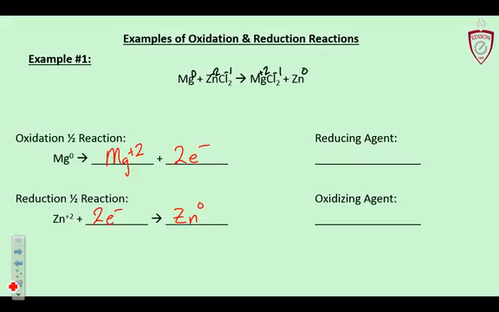The other one is the reduction. Notice I go from +2 to 0. My charge is being reduced. So for me, the reducing agent, reduction is gaining. Whatever allows something to gain the electrons is the reducing agent. Right, it's the other guy.